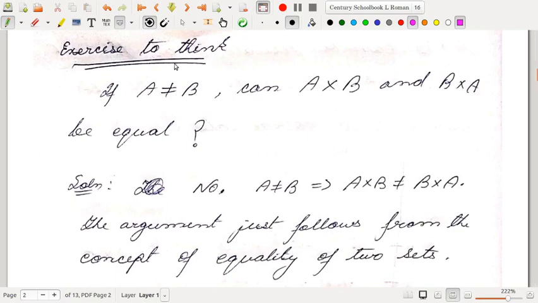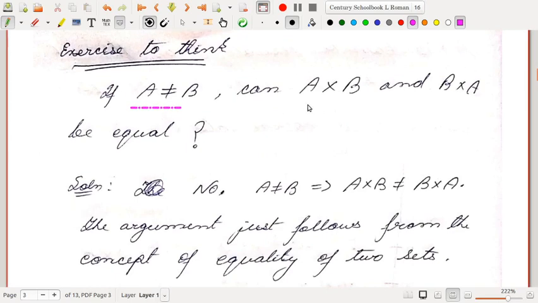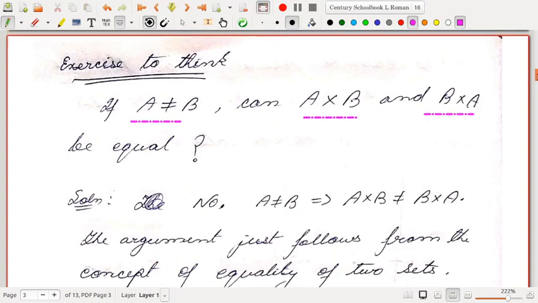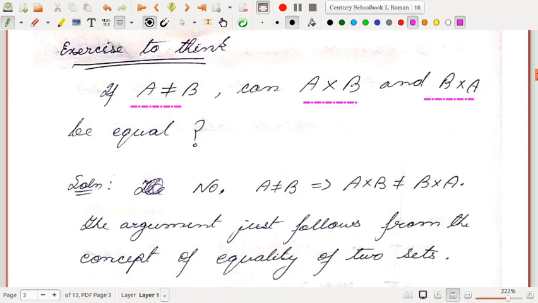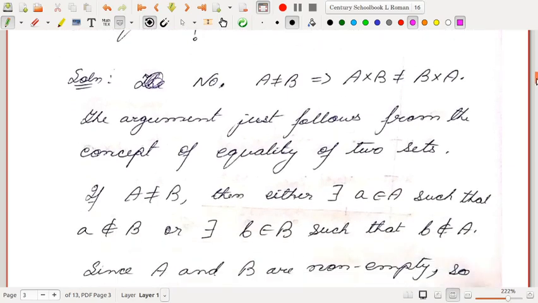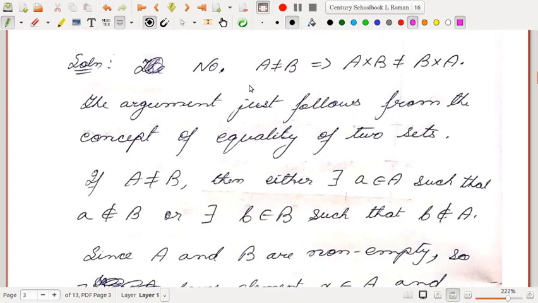This is a small exercise to think about. If A is not equal to B, can A cross B and B cross A be equal? If A and B are two unequal sets, can you say that A cross B and B cross A are equal? The answer is no. And how it is no, let us try to see.